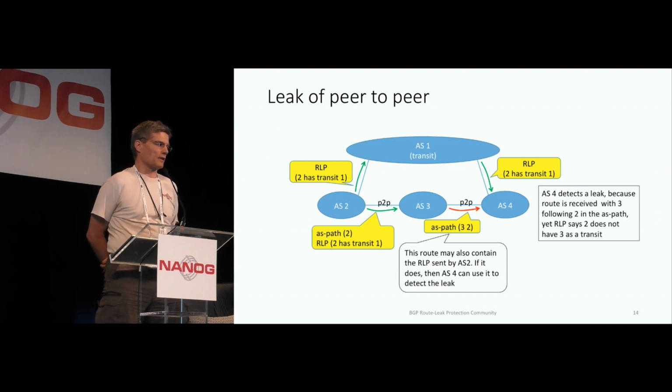Okay, this is another one, but the RLP, the route leak protection community, originates at AS2. It goes to the Tier 1 provider, AS1. Now, AS1 shares it with AS4, and they trust each other to do that. So AS4 detects the leak because AS3 is not a transit. So this is the case where the route leak protection community is shared with a Tier 2 provider.